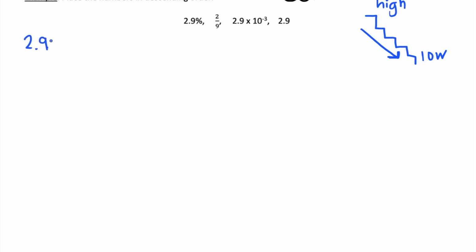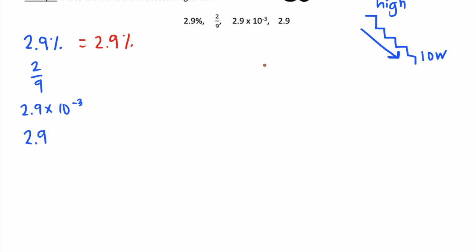So I have 2.9%. I have 2/9. I have 2.9 times 10 to the negative third power, and 2.9, which is just in decimal form because there are no percents with it. So I'm going to be putting these into decimal form again, or into percentage form. The first one's already written in percent form, so I have 2.9%.